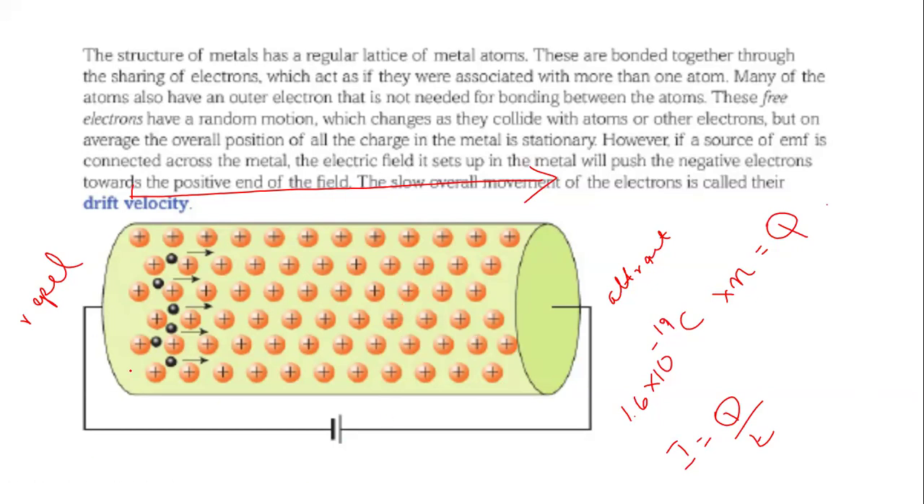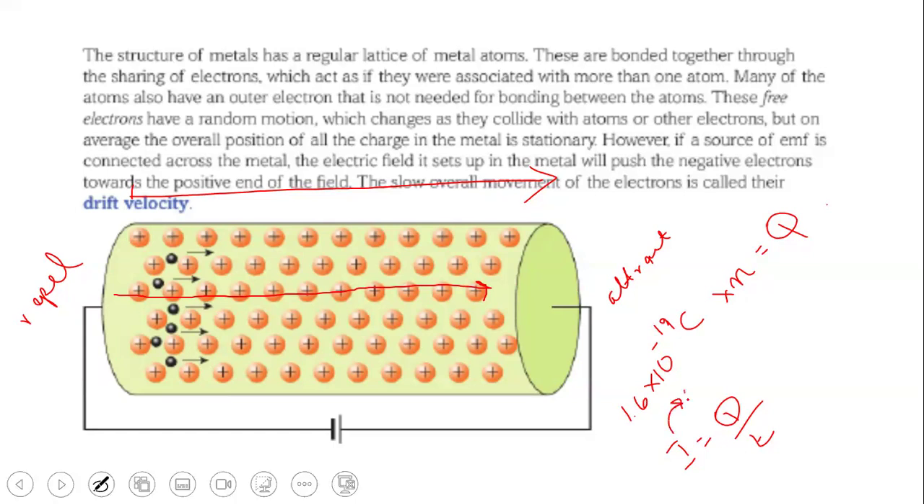Do not confuse this, by the way, with the velocity of the electrons. Current is quite simply how much charge is traveling per unit second. That is what current is. How much total charge there is per unit second gives me the value of current.